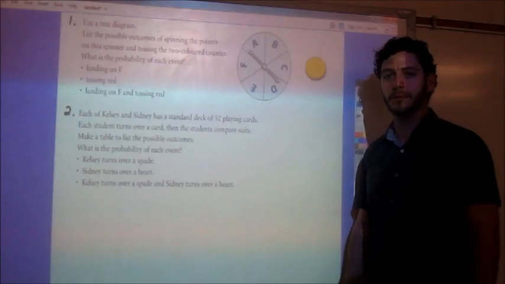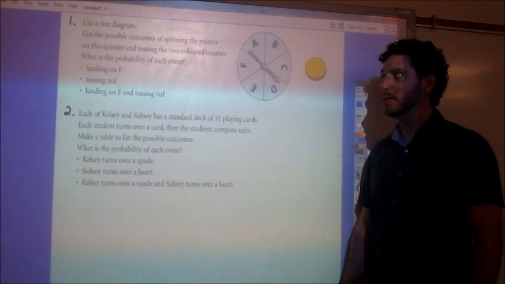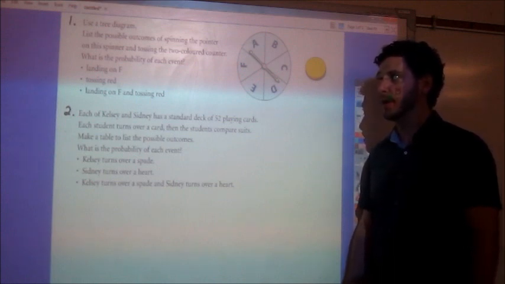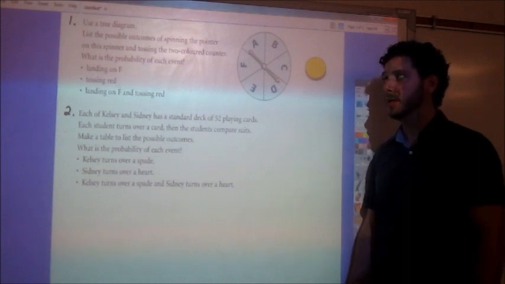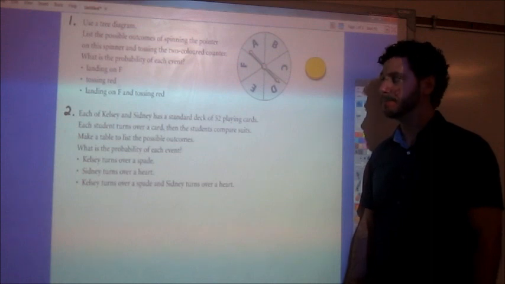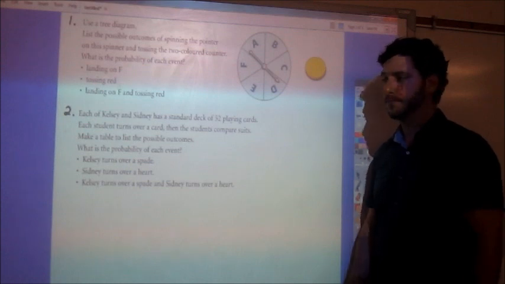Let's try a couple of examples. Number 1, use a tree diagram. List the possible outcomes of spinning the pointer on this spinner and tossing the two colored counter. What is the probability of each event? Landing on F, tossing red, or landing on F and tossing red?